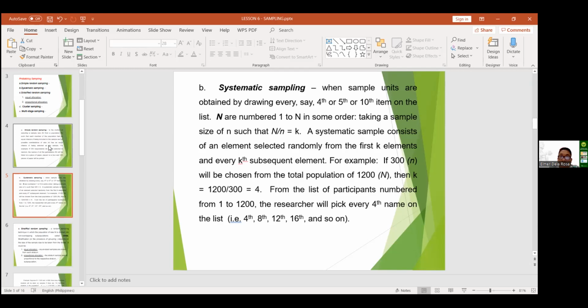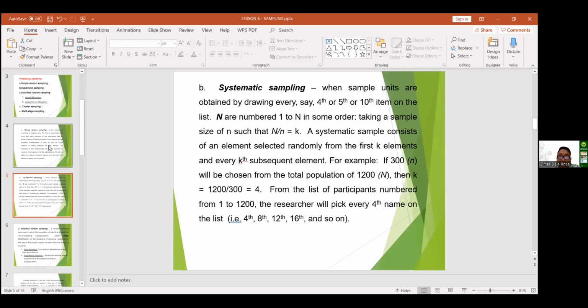So the N elements are numbered 1 to N in some order, taking a sample size n such that N, the population, divided by n is equal to K. So yun yung ating magiging consideration. The position of the number na pwede natin pang-umpisahanan is determined by population divided by sample size. And you use that to randomly select from the first K elements and every K subsequent element.